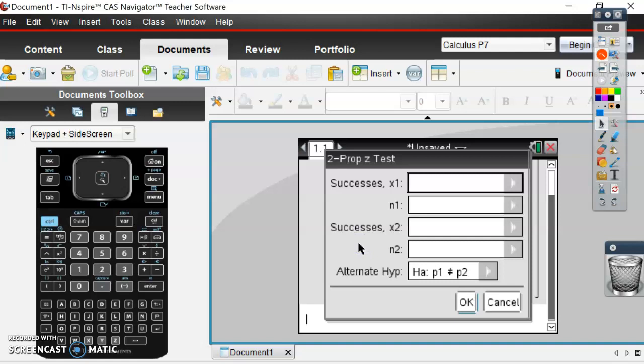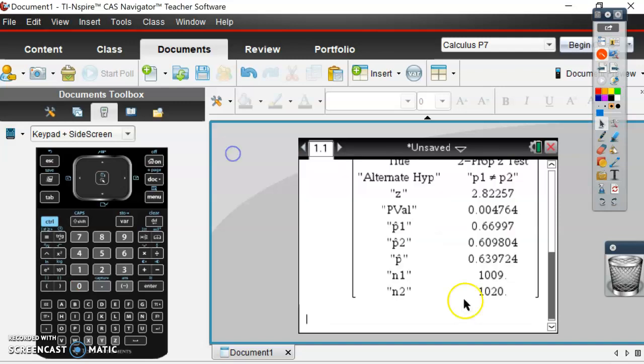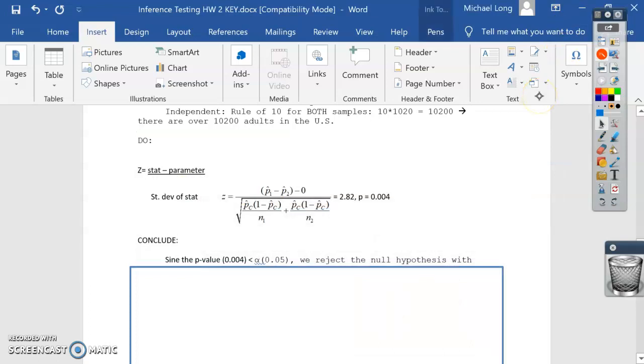And then we type in our values. So I'm going to type in 676, and this is the 2008 data, so 1009, and then for 2007 it was 622 and 1020. We're going to keep it not equals because we don't care whether it's smaller or bigger, we just want to know that it's different. And we hit OK, and you can see that's where I got my two values. These are the two values that we need, the z and the p-value. All the other numbers here are just values that are part of the process, but you don't need to record those. So you can see I record those two values.